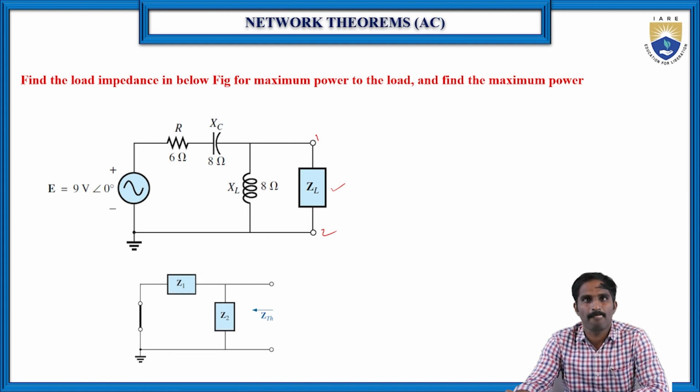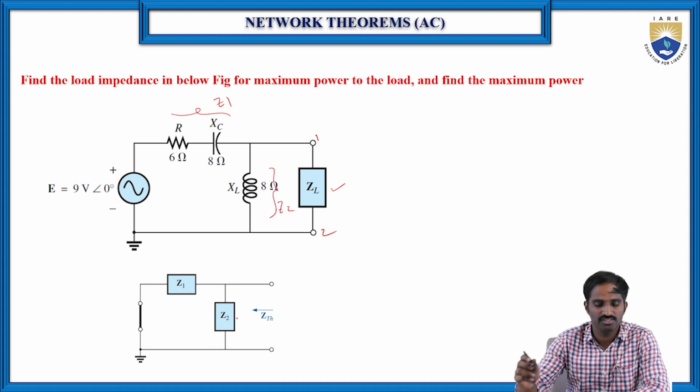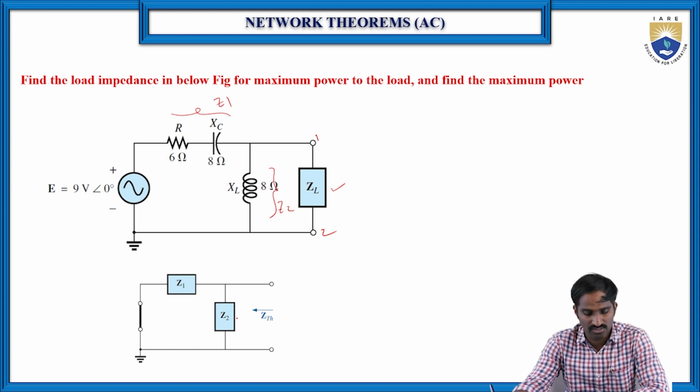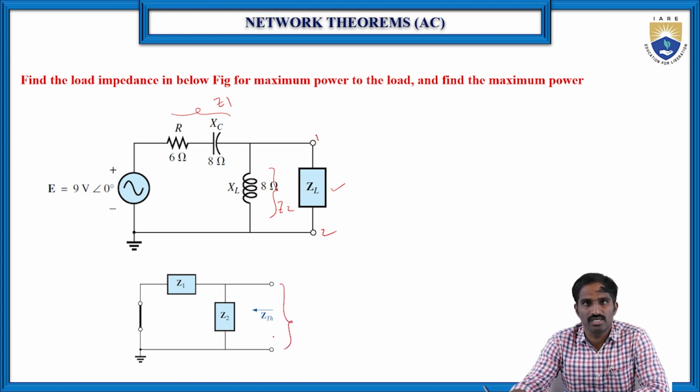Yeah, here. Before that, I have replaced this R plus JXC as Z1, and this is Z2, right? So that's why here, instead of R and X, I have just taken Z1 and the remaining is Z2. Now in between these two terminals, we need to find the Z Thevenin value. Here it is very simple, as you can see.